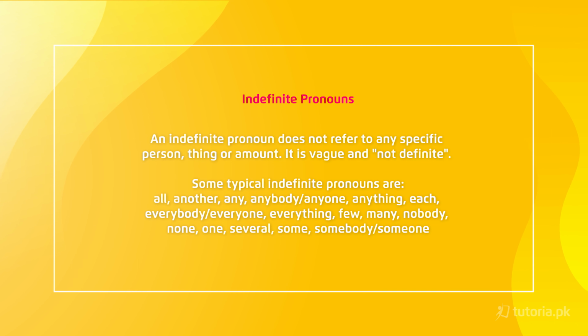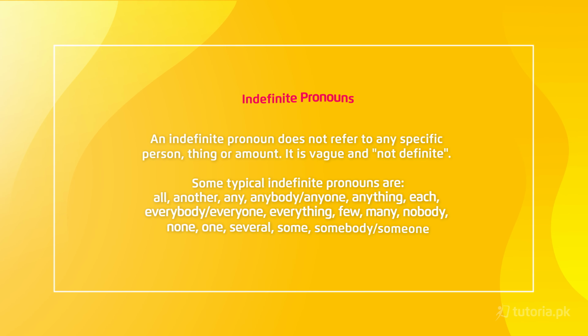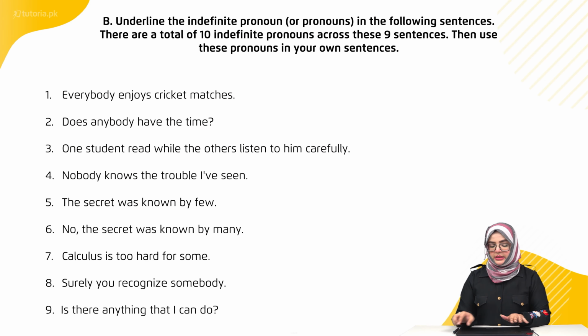Let's move on to our next grammatical topic, which is indefinite pronouns. Now, what are indefinite pronouns? An indefinite pronoun does not refer to any specific person, thing, or amount. It is vague and not definite. Some typical indefinite pronouns are all, another, any, anybody, anyone, anything, each, everybody, everyone, everything, few, many, nobody, none, one, several, some, somebody, someone. So let's begin its exercise, which is: underline the indefinite pronoun or pronouns in the following sentences.